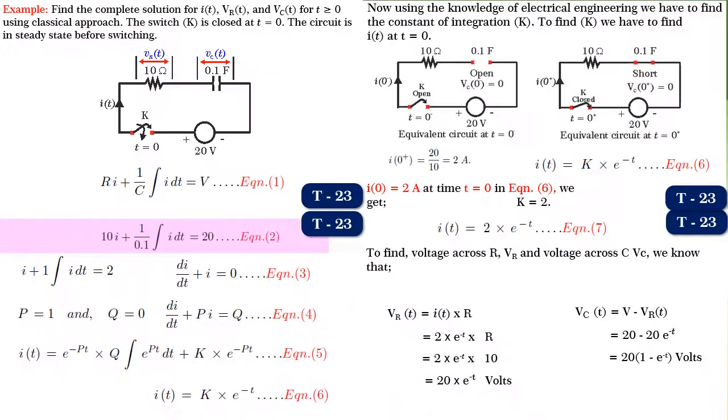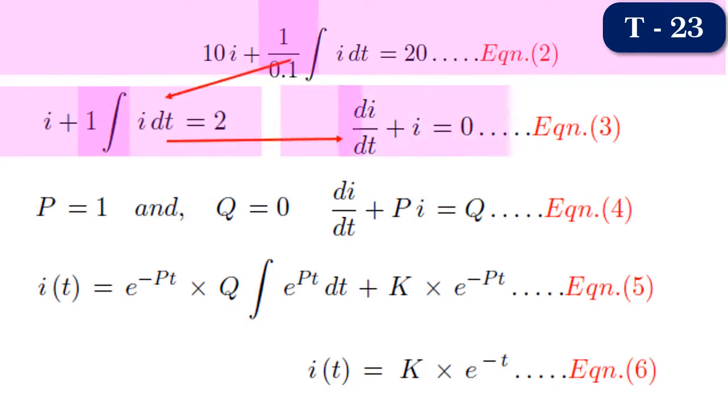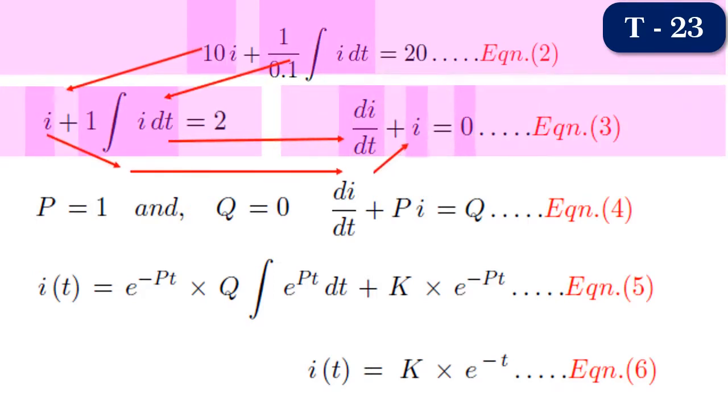By substituting the values, we get 10 into I plus 1 divided by 0.1 into integration I dt is equal to 20, let it be equation 2. By dividing throughout by 10 and differentiating it and bringing it to the standard form of first order ODE, we get dI by dt plus I is equal to 0, let it be equation 3.